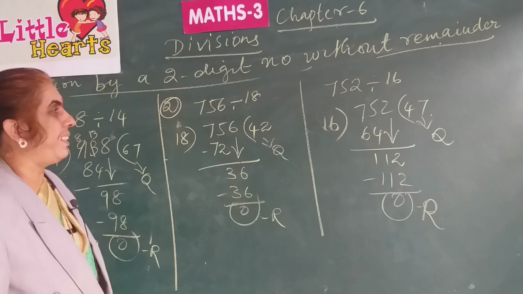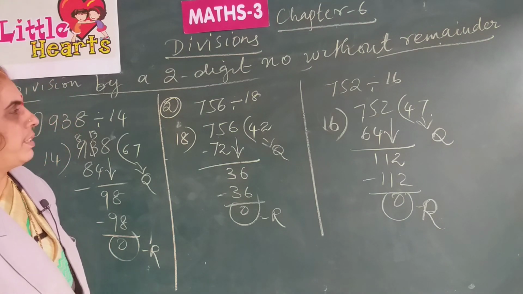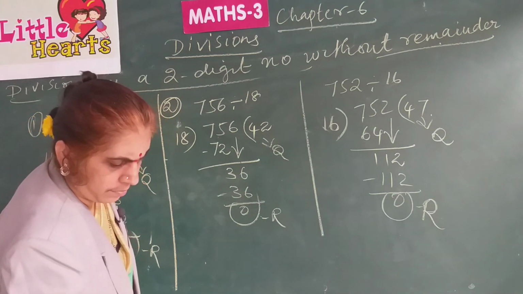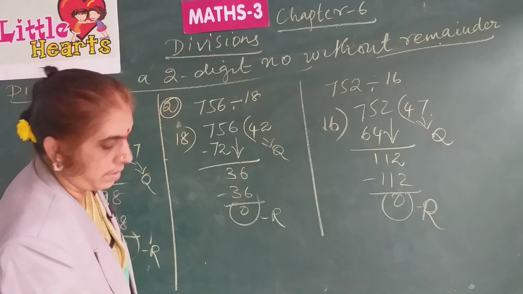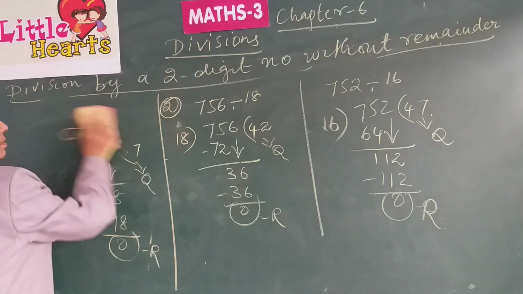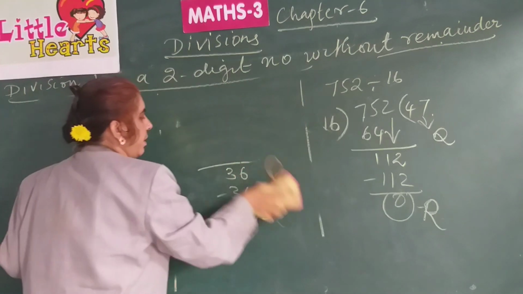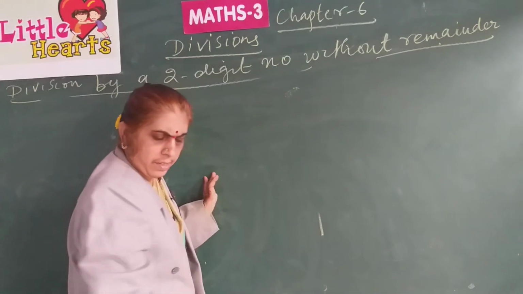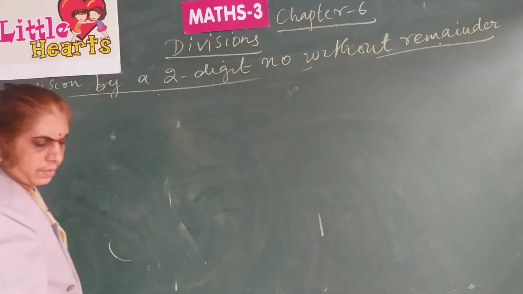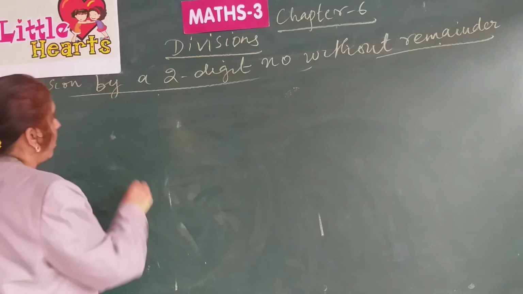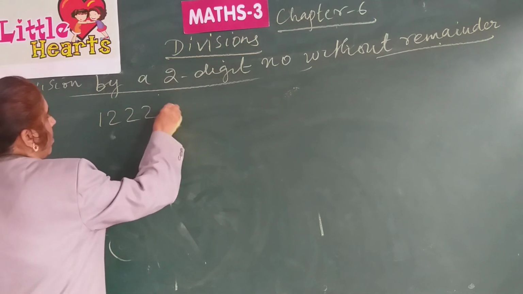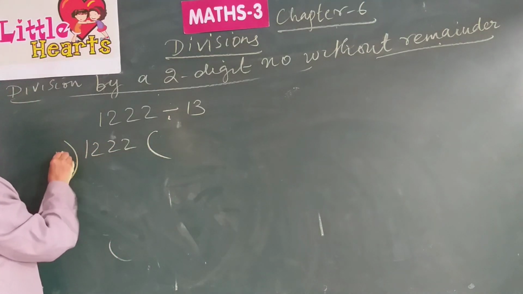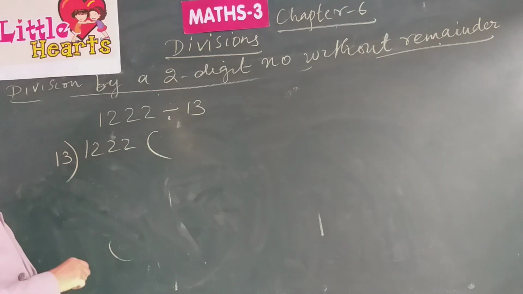In this way, a 3-digit number can be divided by a 2-digit number without remainder. Let us go with the division of a 4-digit number by a 2-digit number. 1222 divided by 13.